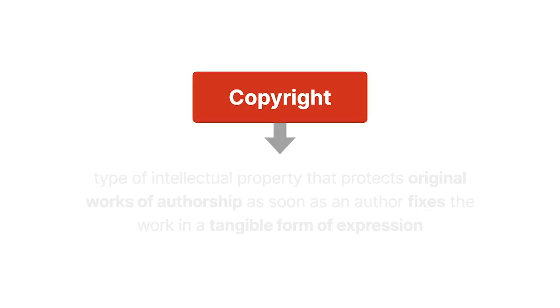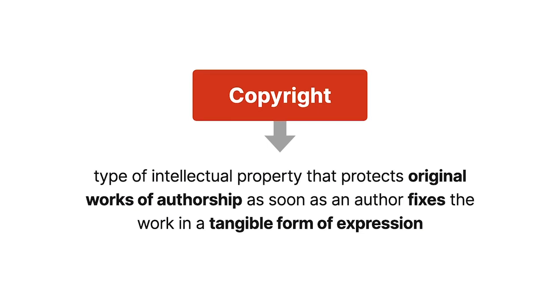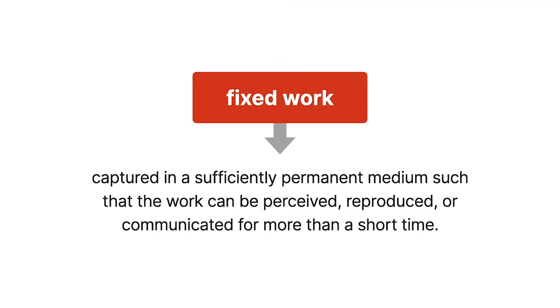So what is a copyright? A copyright is a type of intellectual property that protects original works of authorship as soon as an author fixes the work in a tangible form of expression. Works are original when they are independently created by a human author and have a minimal degree of creativity. A work is fixed when it is captured, either by or under the authority of an author, in a sufficiently permanent medium such that the work can be perceived, reproduced, or communicated for more than a short time. For example, a work is fixed when you write it down or you record it.